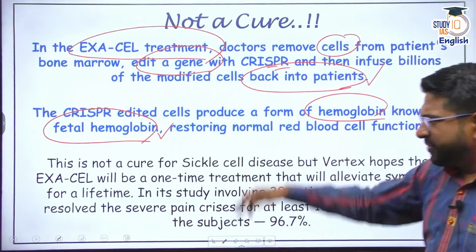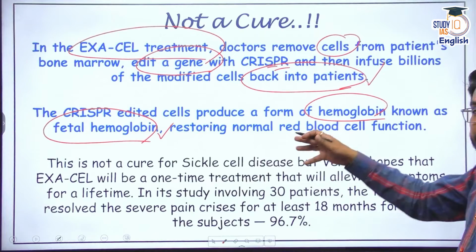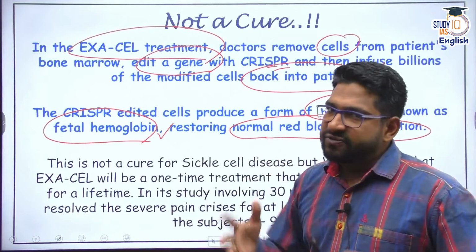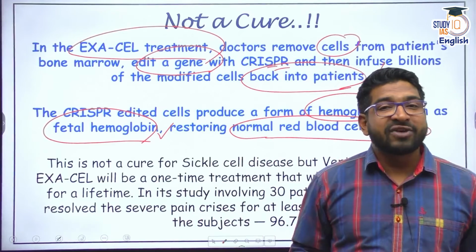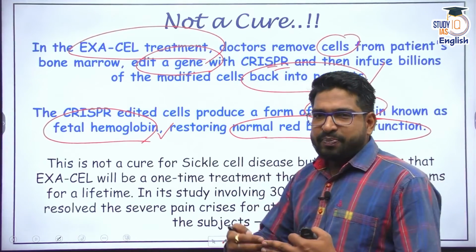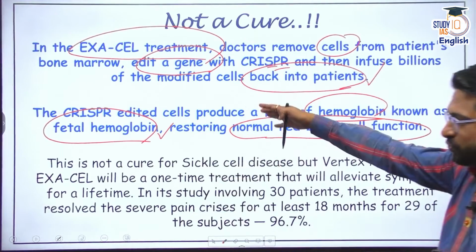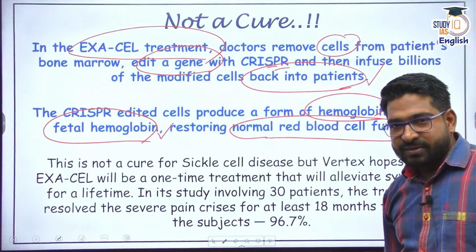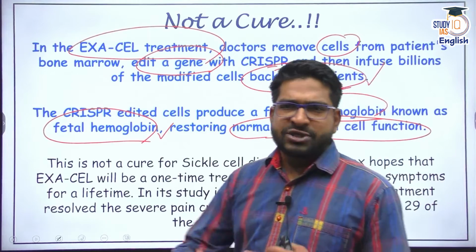Now this fetal hemoglobin is very similar to how hemoglobin is found in an infant, in a child, in a fetus. So that would restore the normal blood cell functioning. That means the person will have sickle cell disease, but they will no more have that anemia because they will not have any shortage of hemoglobin. Whatever performance was being hampered because of the sickle cell RBCs is being fulfilled through the fetal hemoglobin, which is produced through the CRISPR edited RBCs. And what the research has suggested is you don't need the blood infusions again and again.